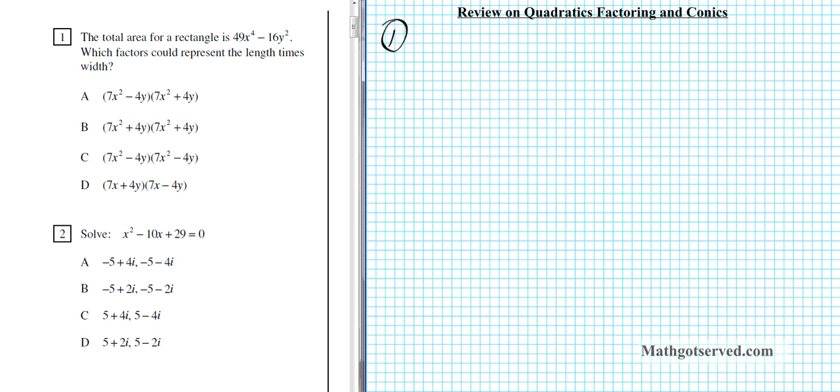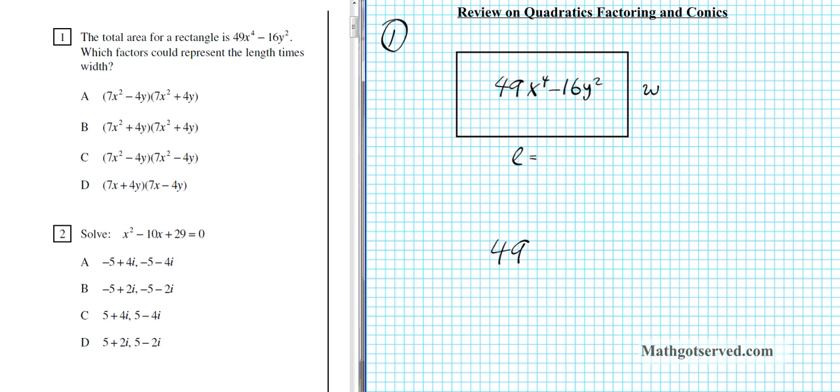So we have a rectangle. Let me make a sketch of the figure. So let's say we have a rectangle, and the area, the interior region, is represented by 49x to the fourth minus 16y squared. So if we want to find the length and the width, all we simply have to do is factor this expression, okay? So how do we factor 49x to the fourth minus 16y squared?